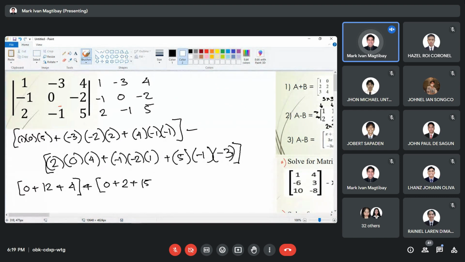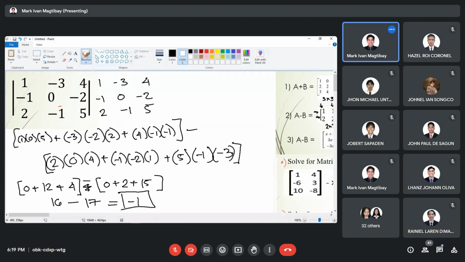Okay, hindi pala plus to. This would be minus. Okay? And then, simplify lang natin. 12 plus 4 is 16 minus 2 plus 15 is 17. Therefore, ang magiging sagot po natin sa determinant ng ating matrix na yon is negative 1 po. That is your final answer.